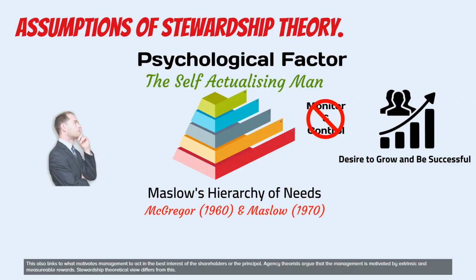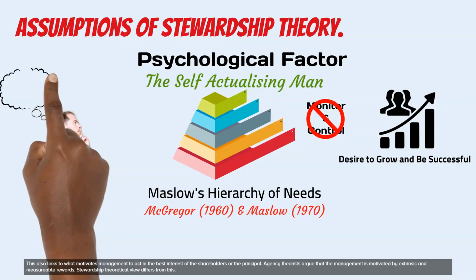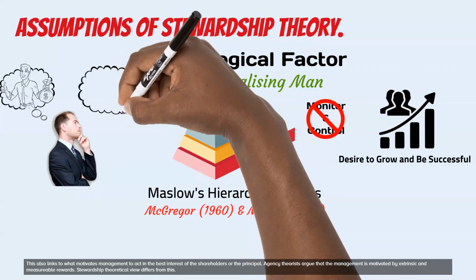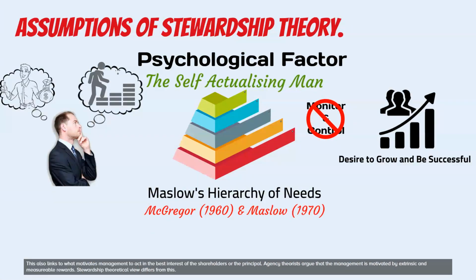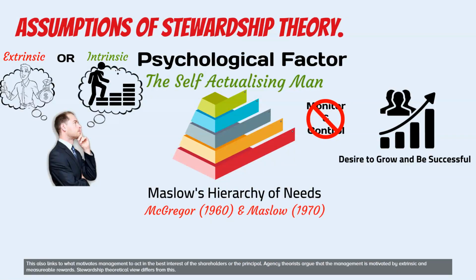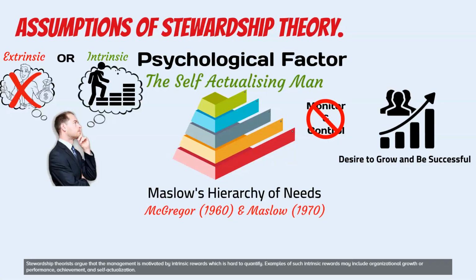This also links to what motivates management to act in the best interest of the shareholders or the principal. Agency theorists argue that the management is motivated by extrinsic and measurable rewards. Stewardship theoretical view differs from this. Stewardship theorists argue that the management is motivated by intrinsic rewards, which are hard to quantify. Examples of such intrinsic rewards may include organizational growth or performance, achievement, and self-actualization.